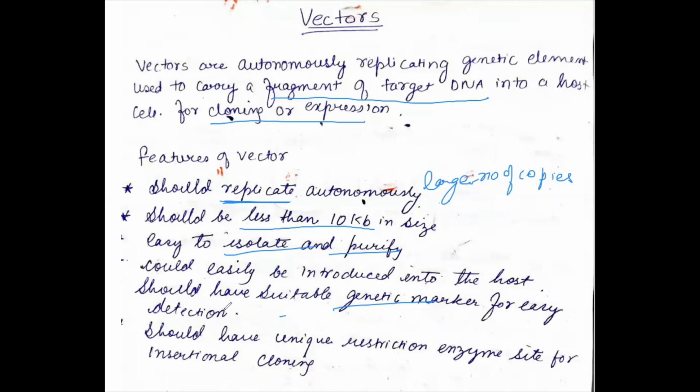Now, it should have unique restriction enzyme sites. Obviously, if you're cutting a vector, it should have a proper restriction site where you want to insert your DNA. That's quite important. These two points I'll explain while I teach you the cloning vector. So these are the properties of a vector, and always remember these.